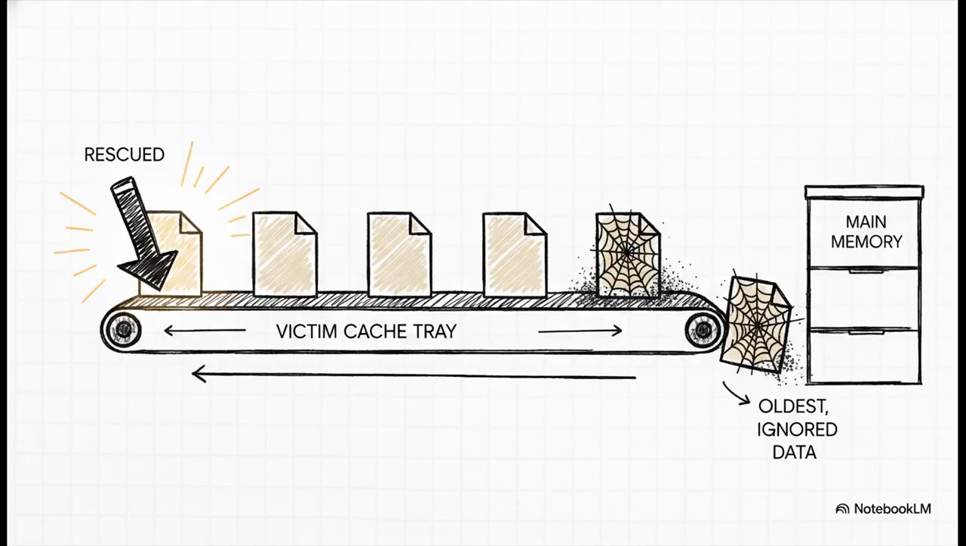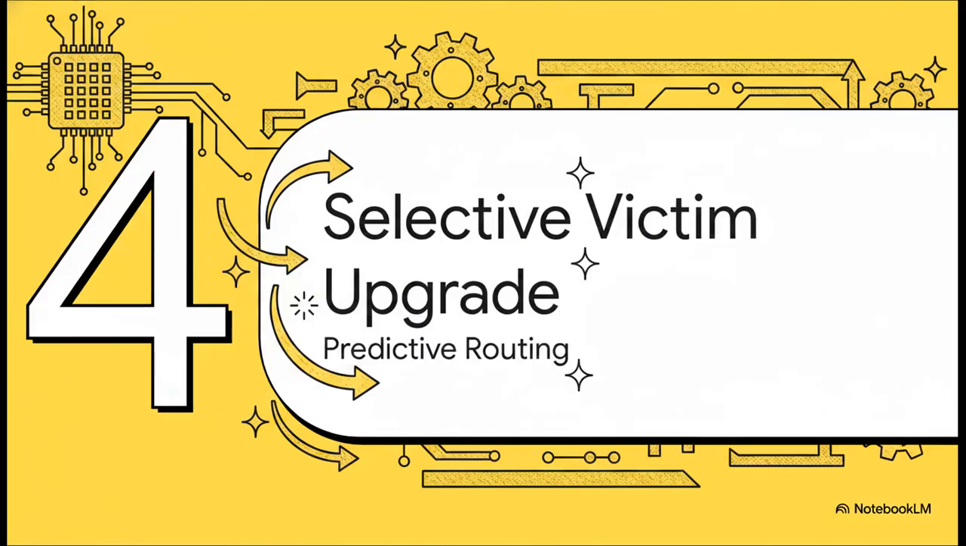I also really want to point out a super neat side effect of this setup. The victim cache manages its few lines using a strict FIFO, first in, first out discipline. But think about it. Because any reference to a block in the tray immediately pulls it out and rescues it, the blocks that actually stay stuck in the tray are the ones being totally ignored. So this simple first-in, first-out queue actually naturally achieves true least recently used, or LRU, behavior. The block that eventually gets booted back to main memory will always be the oldest, most ignored piece of data in the pile.